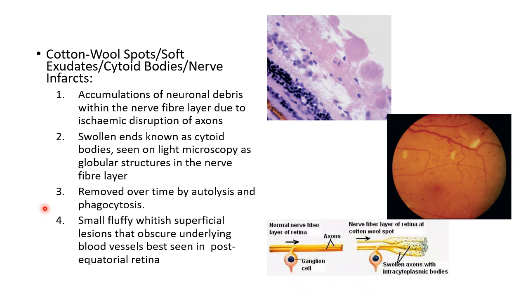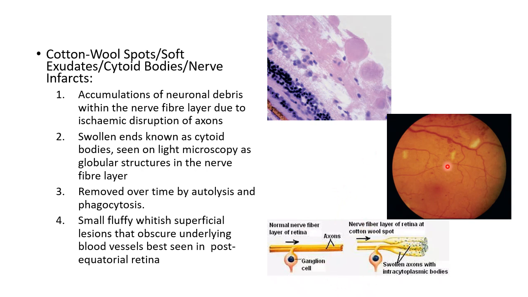Cotton wool spots. Cotton wool spots are accumulation of neuronal debris in the nerve fiber layer because of ischemic disruption of axons. So axons obviously have their own blood supply. When this blood supply is affected, inflammation happens and these axons become swollen with intracytoplasmic bodies, which are known as cytoid bodies. And these globular aggregates are known as cytoid bodies, and they are present in the nerve fiber layer. Okay, this is the light microscopy picture. This is just a schematic.